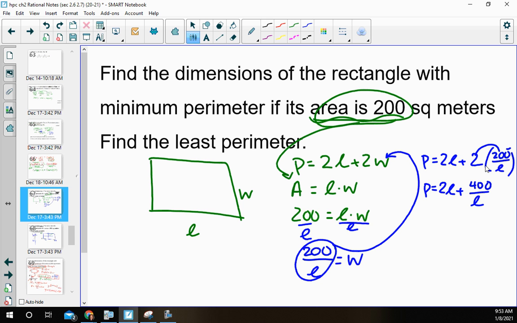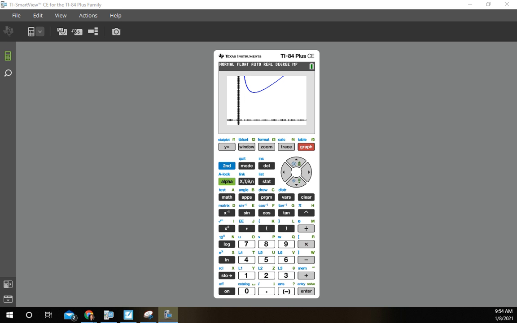So first, let's go ahead and take a look at the graph. Go ahead and pause the video and graph this in your graphing calculator. All right, so here is my graph. Here's the y equals, if you need to check it, 400 divided by x plus 2x. The window I have mine set for, because I needed to readjust it, I have my x max is 60, my y max is 90, so it looks like this.